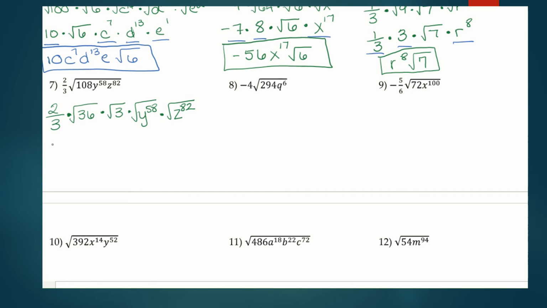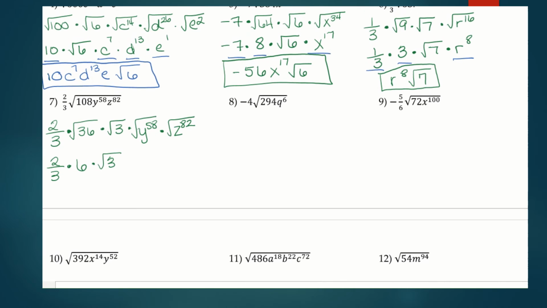All right, taking the square roots where I can. Square root of 36 is 6. The square root of 3 is not great, so we're going to leave that as the square root of 3. The square root of y to the 58th power gives me y to the 29th. Take 58, cut it in half, and I get 29. The square root of z to the 82nd power gives me z to the 41st. 82 cut in half is 41.